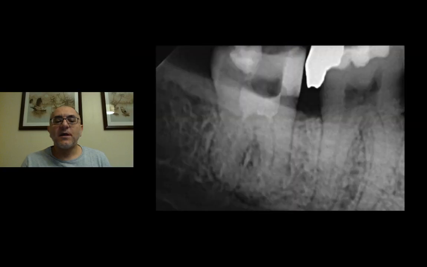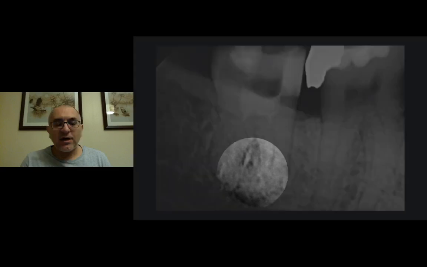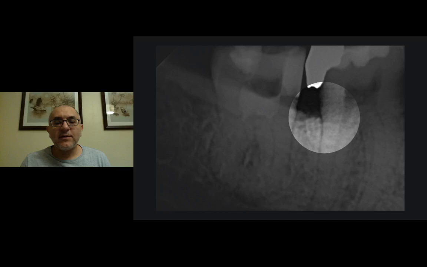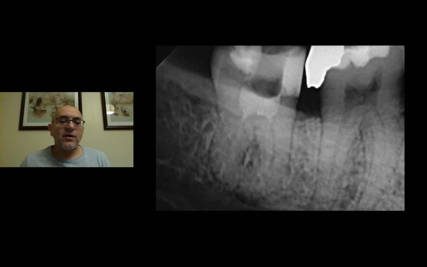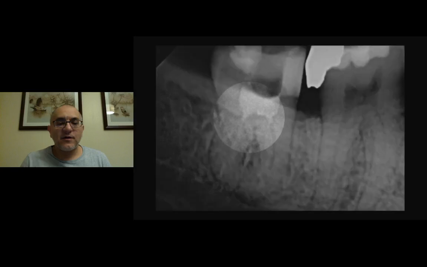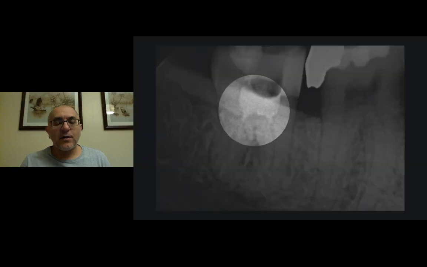And that's your post-operative. You can see how complex the anatomy is. You've got a 90-degree curvature here. You've got very acute curvatures, very limited mouth opening. So here you have your pulp stumps very clearly with MTA on those pulp stumps.